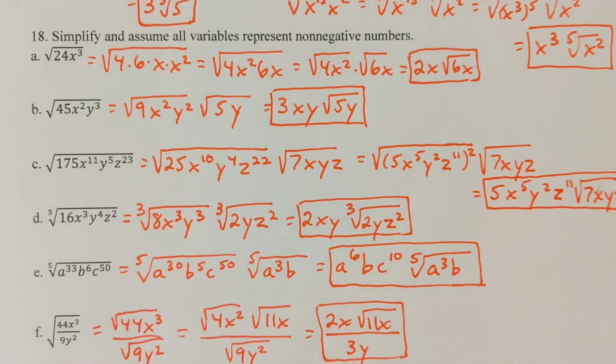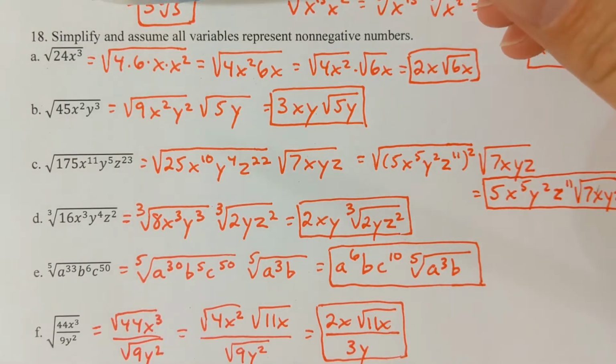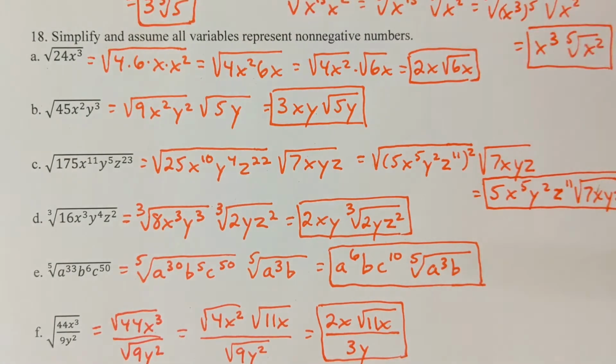Okay, we're in section 9.3 now, and I was going to do some more of that. We had left off with problem 18. We already did parts A and B here in the last video, so I was going to pick it up with part C. Now we're simplifying, and also assume that all the variables represent non-negative numbers.